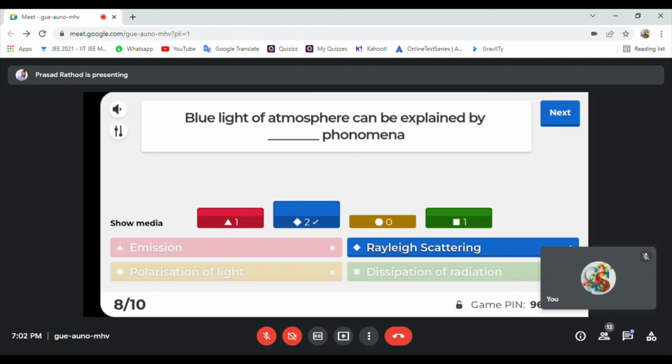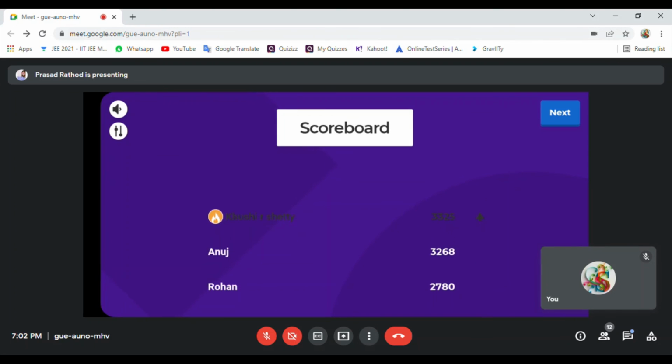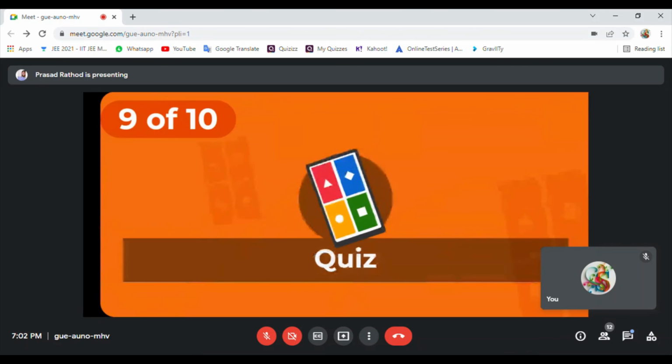The correct answer is Rayleigh scattering, which imparts the blue color to the atmosphere that you see. So now Khushi has taken a very big jump and has secured first position, followed by Anuj and then Rohan. Let's see, now the game-changing round has started.